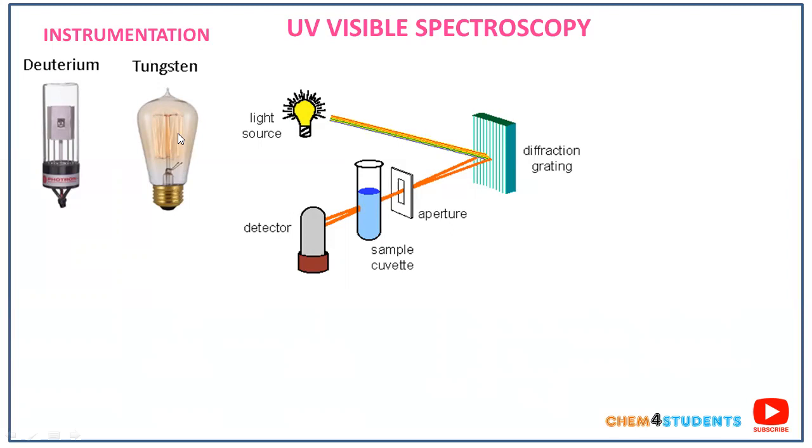The second component here is the monochromators. Here we are using diffraction gratings along with an aperture. The aperture is also called the exit slit.